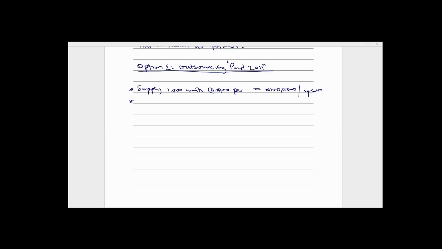I would then say there is a savings from machine disposal. That is savings. How much? We are told it is 30,000 naira. So I will come here, 30,000 naira. When are they going to make this sale? Now. Now means year 0.